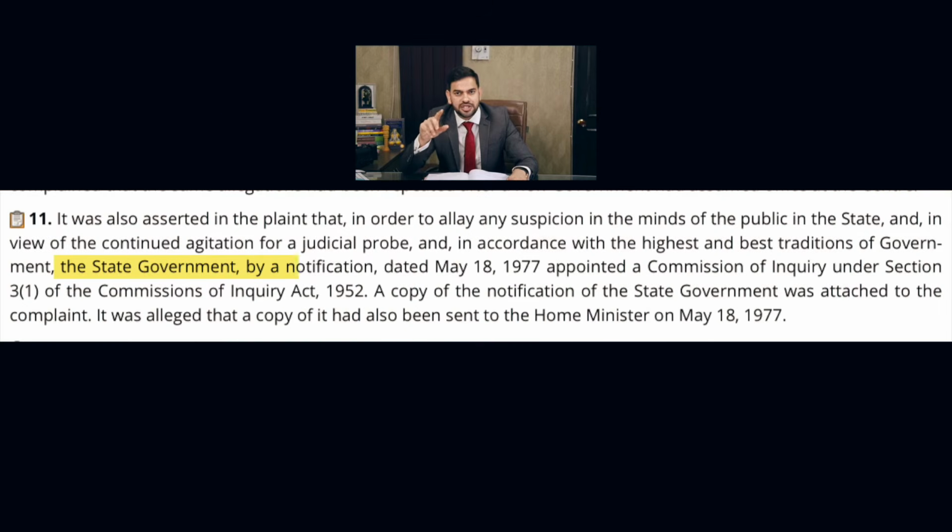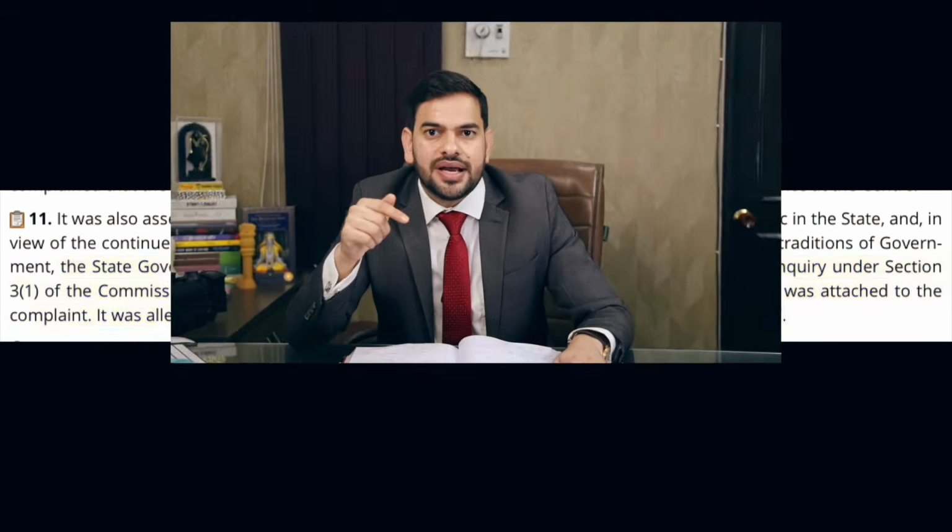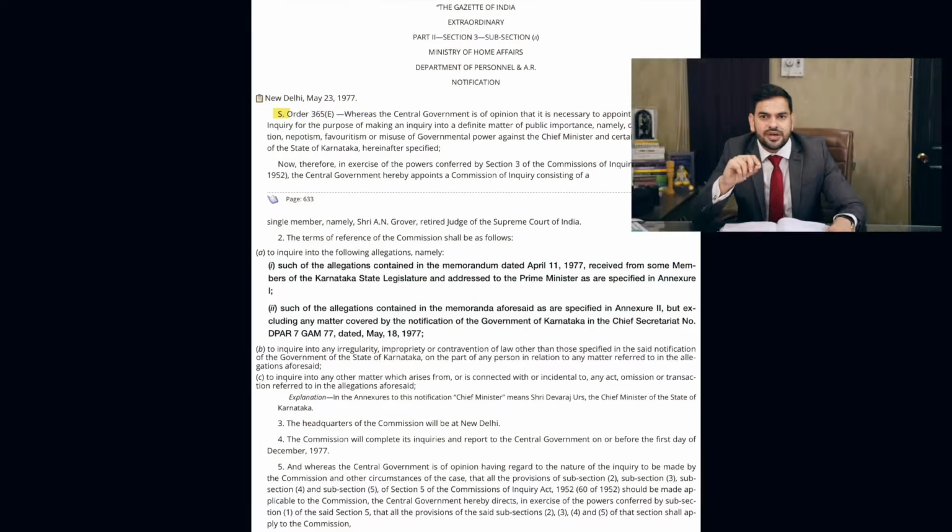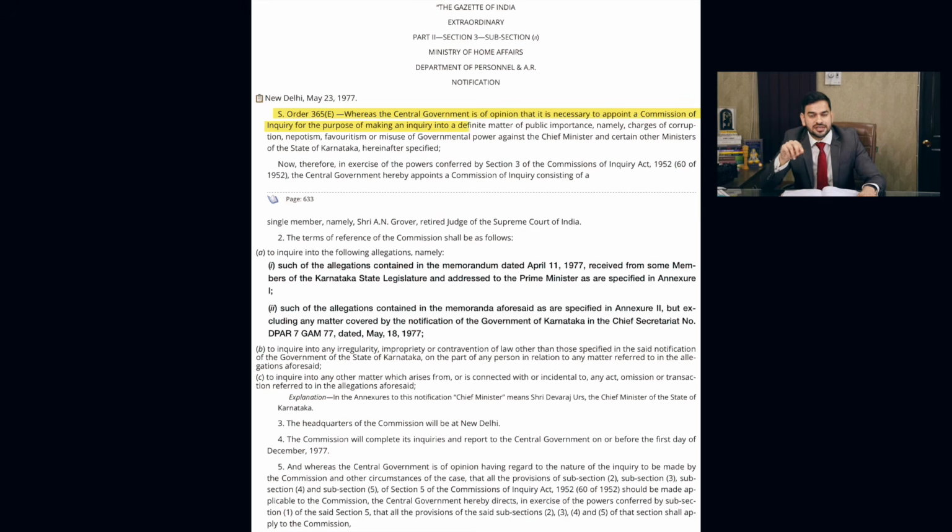So what happened was that the then Chief Minister of Karnataka faced certain allegations of corruption, favoritism and nepotism. So what did the opposition party do? The opposition party wrote a memorandum of allegation to the Union Home Minister to conduct an inquiry against the Chief Minister. Meanwhile, the state of Karnataka formed a commission under the Commission of Inquiry Act under Section 3, and it started conducting an inquiry against the Chief Minister. After that, when this memorandum of allegation reached the Home Minister, the central government also formed a commission under the same section of the same Act, under Section 3 of the Commission of Inquiry Act.